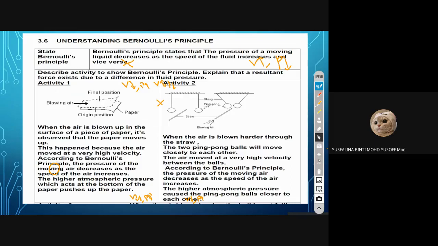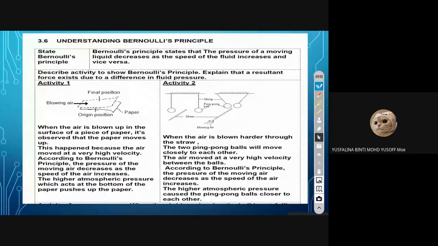So we do a little revision for Bernoulli. Bernoulli said the pressure of a moving liquid decreases as the speed of the fluid increases, and vice versa. So if the speed decreases, the pressure increases. If the speed increases, the pressure decreases.